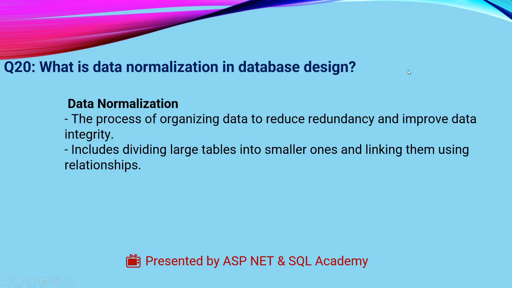Data normalization is the process of organizing data to reduce redundancy and improve data integrity. It involves dividing large tables into smaller ones and linking them using relationships, ensuring that the database structure is efficient and consistent.